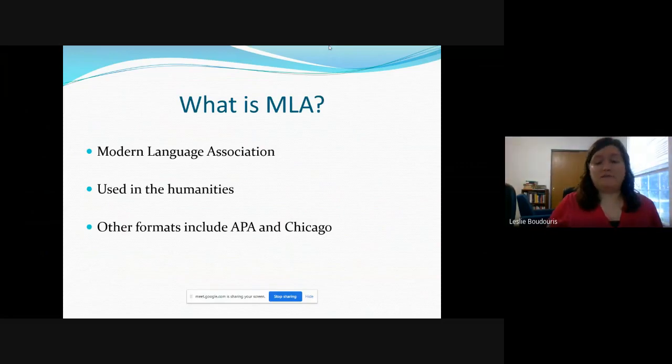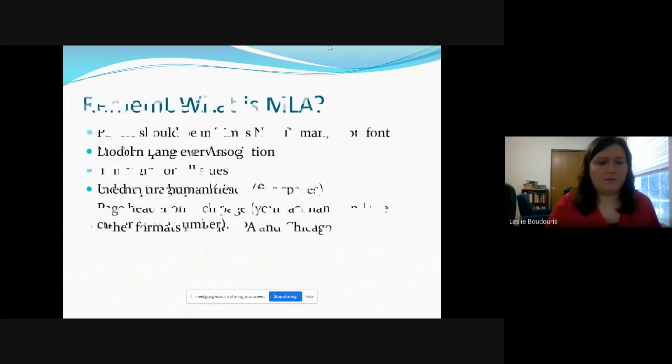Other formats include APA and Chicago. I apologize to anybody who is taking a class that requires APA. They are kind of like two different languages in terms of citing. Like if you're taking psychology or nursing, you more than likely will be citing in APA and MLA in this class at the same time. I can help you if you need any help with that. Just let me know and I can definitely help.